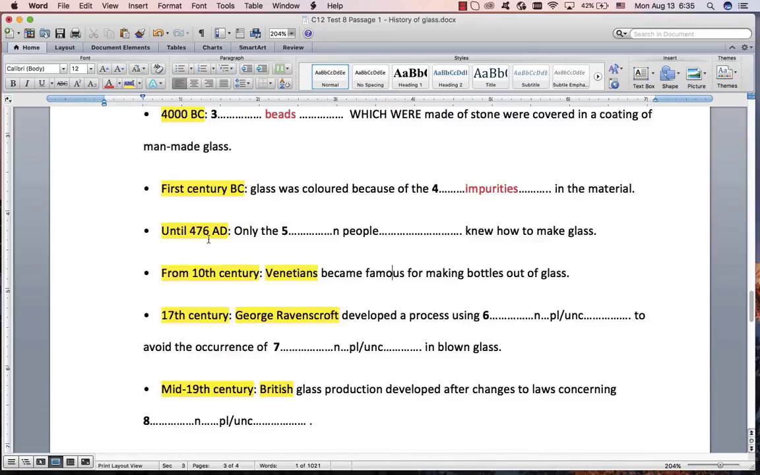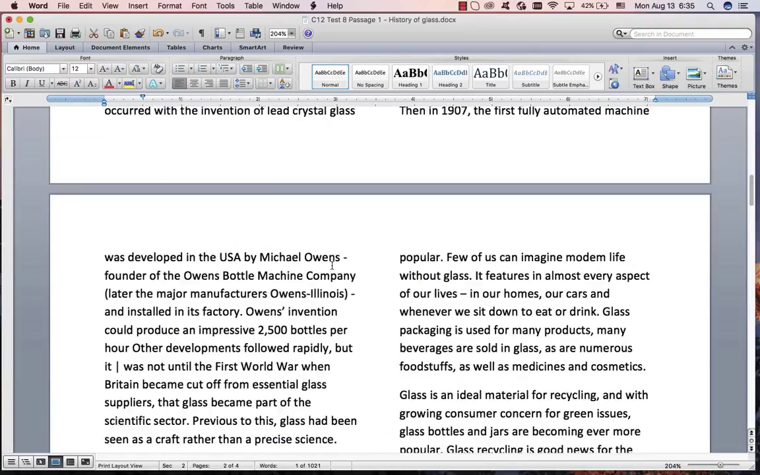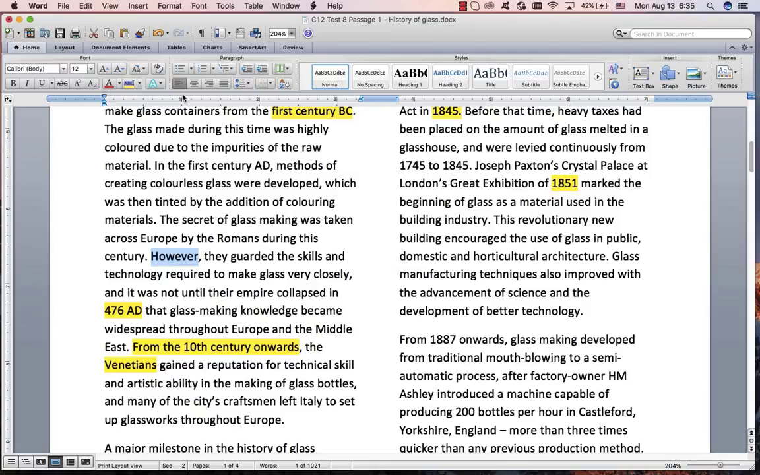Okay, we're looking at something up until. Please notice that. It means until. That means before and including, not after. Often with true, false, not given, IELTS likes to test this word. So we're looking for some kind of people around there, 476 AD, before 476 AD. Again, we have our friend over there. That tells us this is very important. So until the empire collapsed in 476 AD, and then this is all after 476 AD, so we want something before.